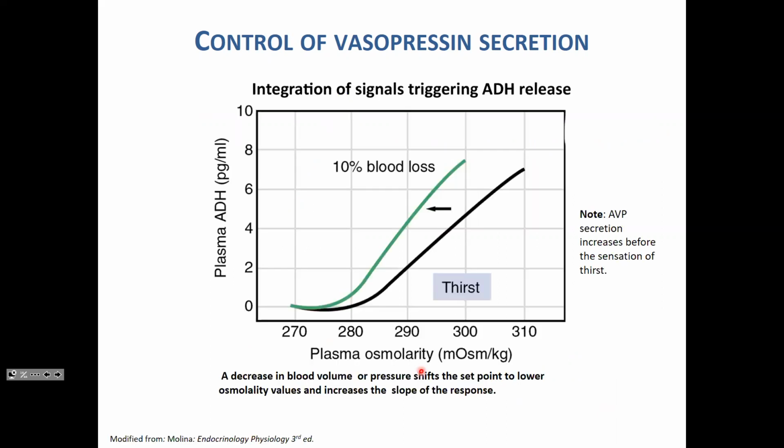with either hemorrhagic shock, which is a decrease in blood, or hypovolemic shock, which is a decrease in fluid. The other thing about vasopressin secretion is you can have additive effects, integration. So in the black line, I'm showing the normal response to changes in osmolarity. Above 280 milliosmoles, you get a stimulation of vasopressin secretion. If I have a loss in blood pressure or a loss in blood volume, you see that it's going to shift it to the left.